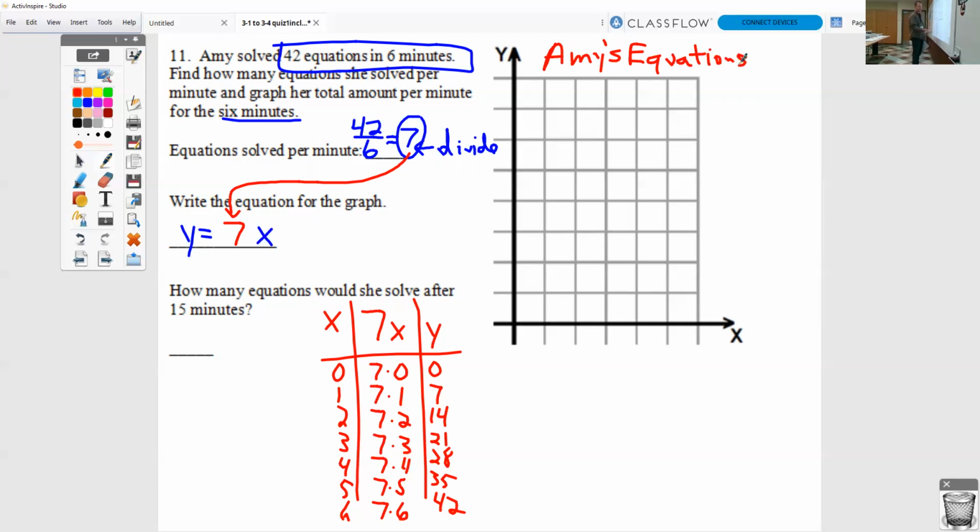Time always goes at the bottom, all right? Elements of time always go at the bottom. In this case, we have minutes. We need to label what these are at the bottom. This is minutes. 0 always goes at the thick black line. 1, 2, 3, 4, 5, and 6. Going up along the side is the number of equations.